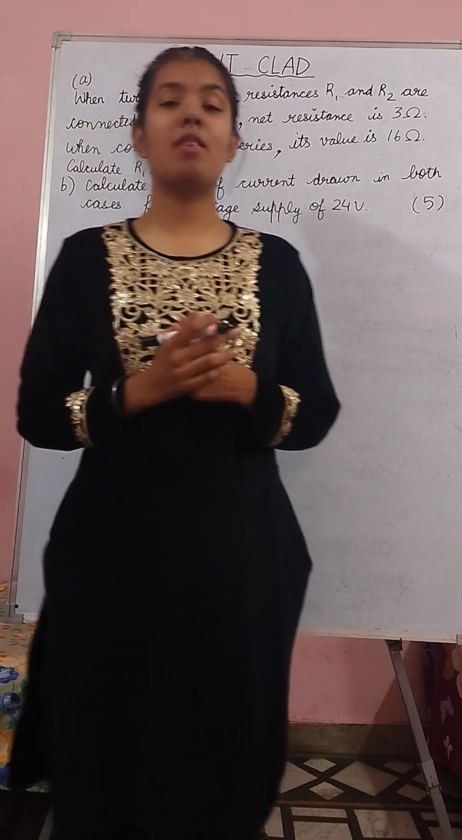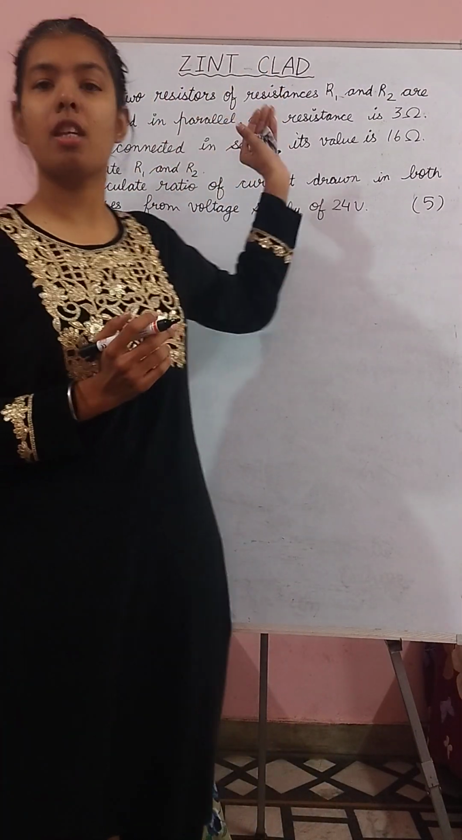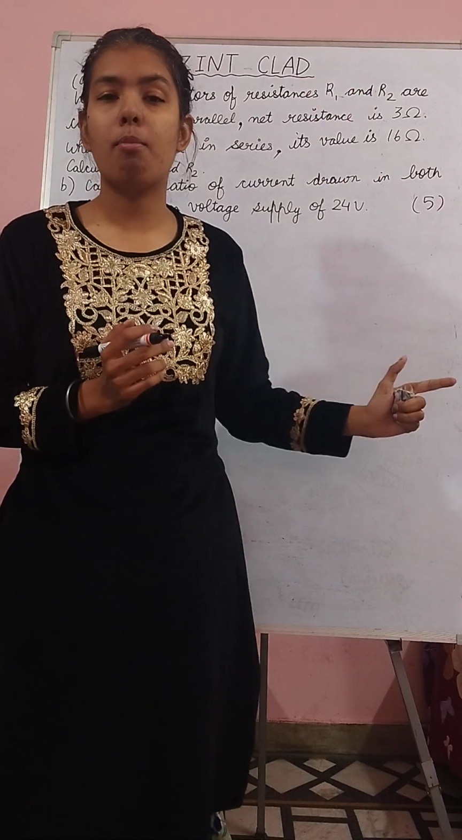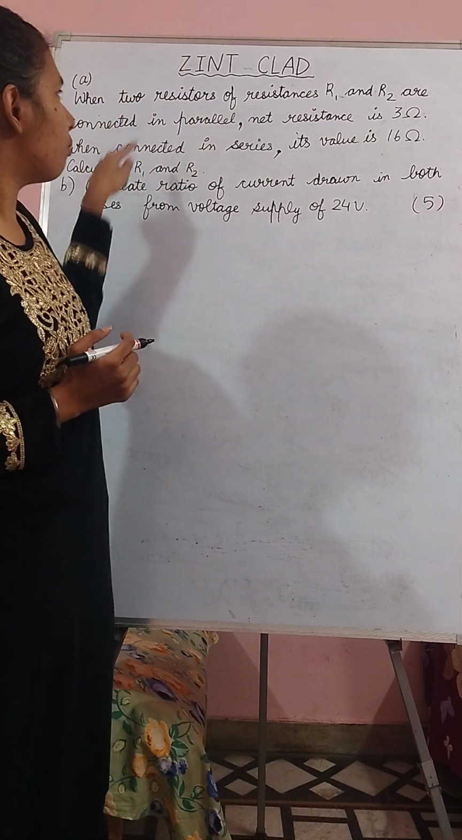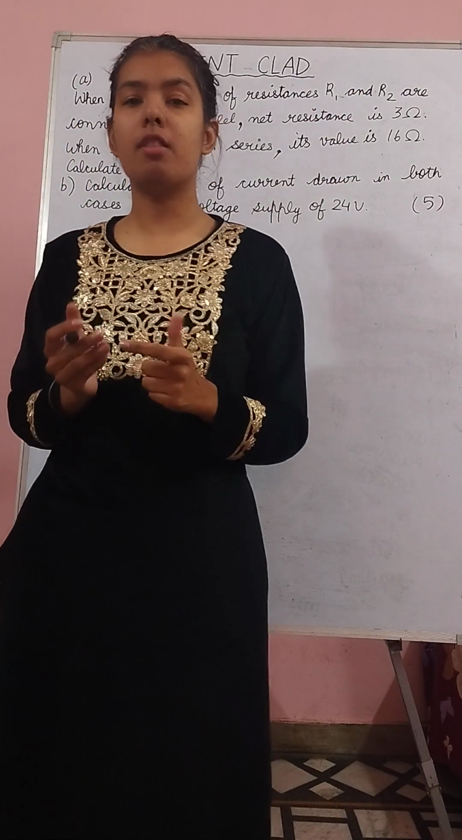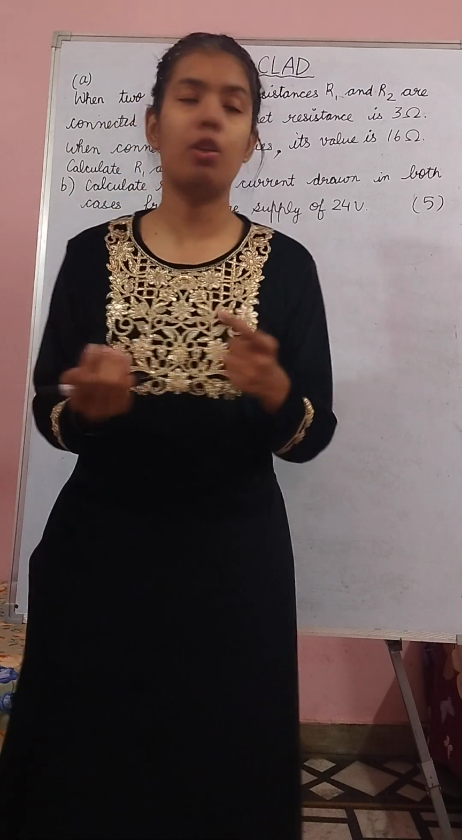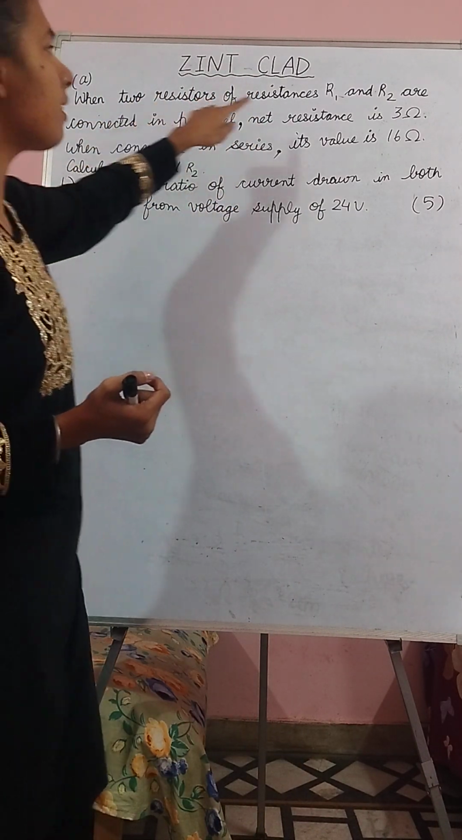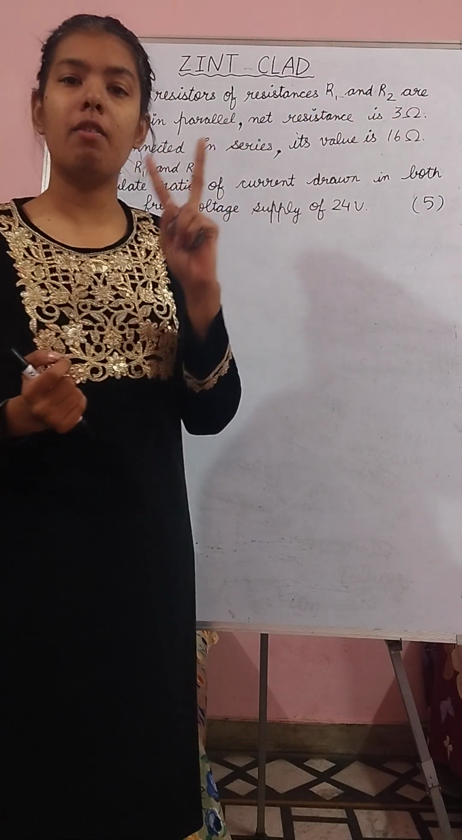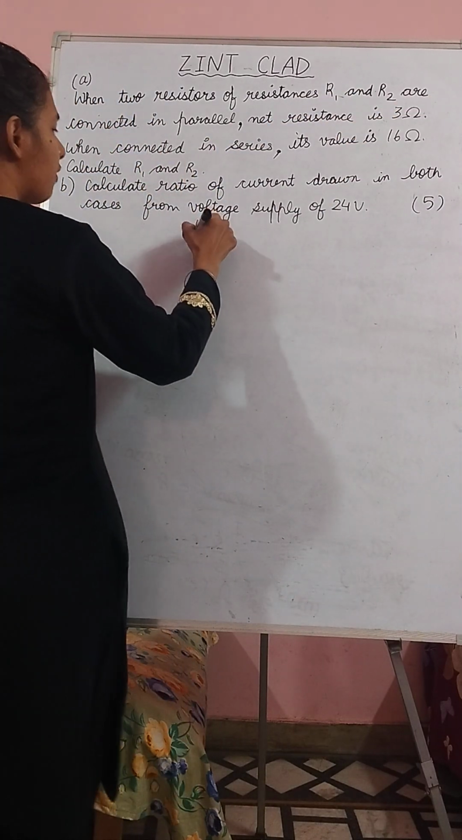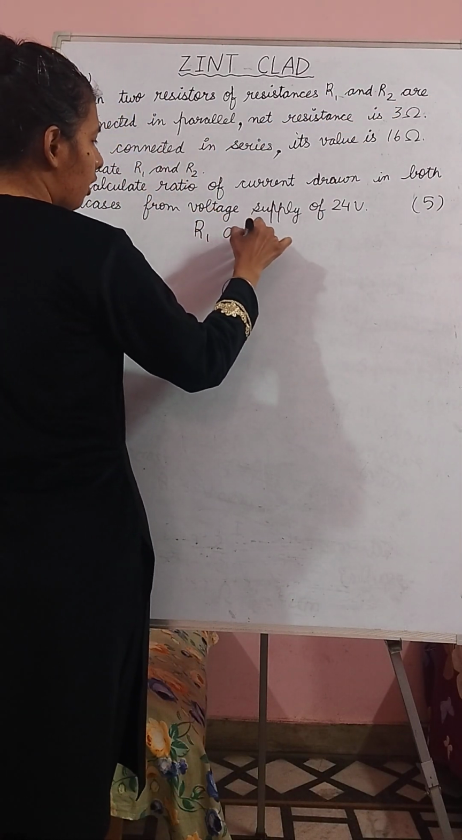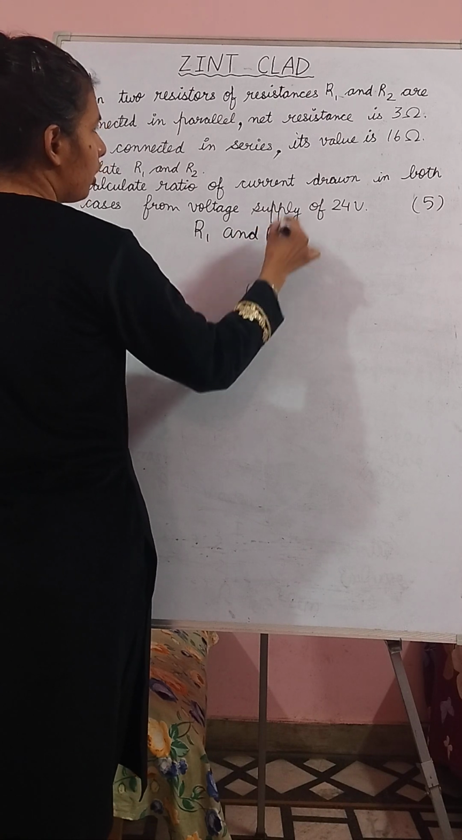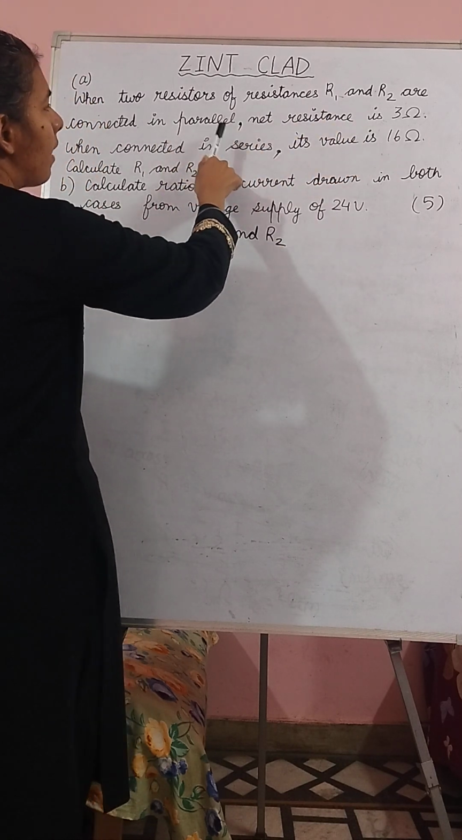So hello everyone, in this video we'll do this question which can come in your long question part, and this question is having two parts. First part we'll do in this video and the next part we'll do in another video. Okay, so the question is, when two resistors of resistances R1 and R2, we are having two resistors R1 and R2. These two resistors are connected in parallel.